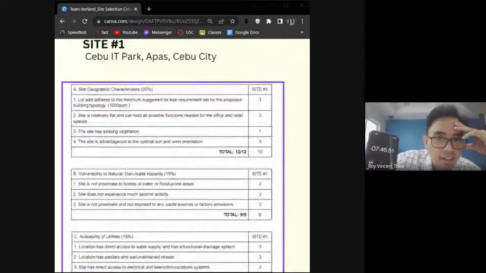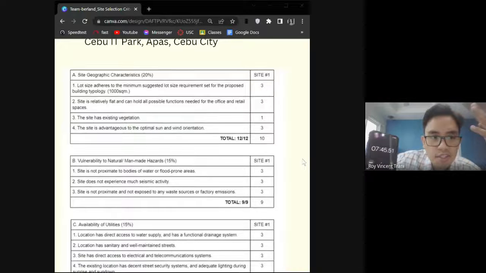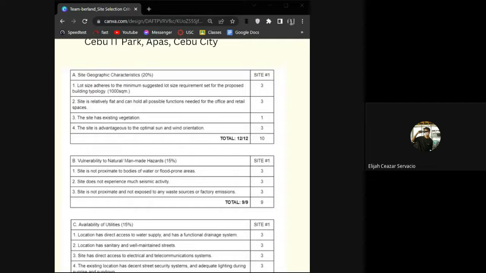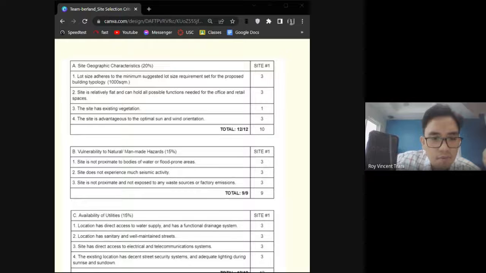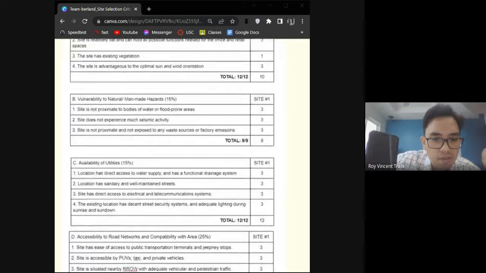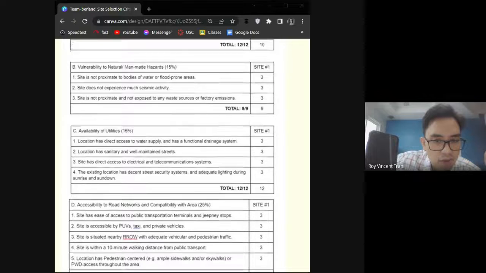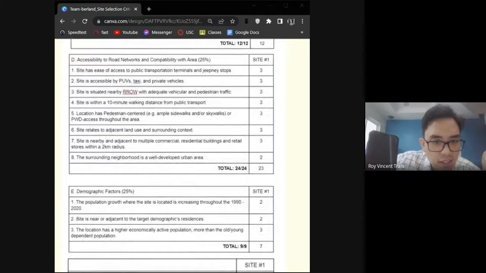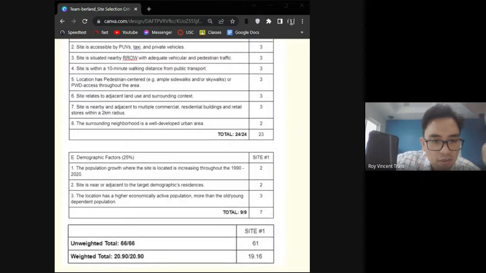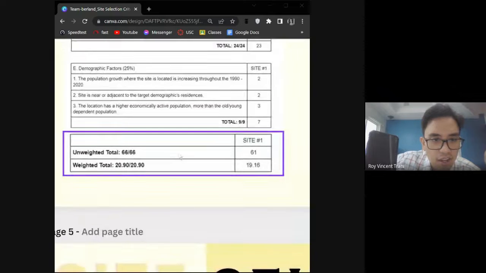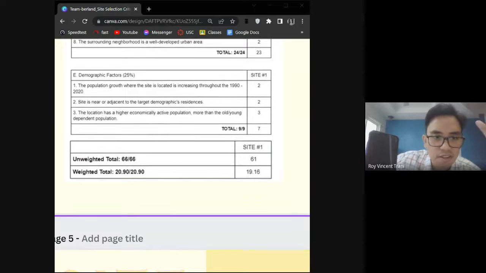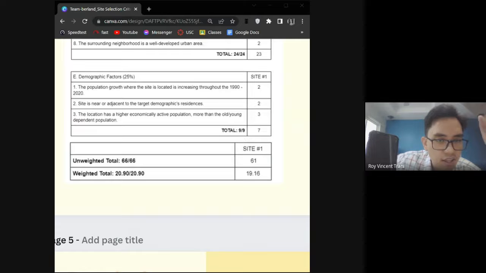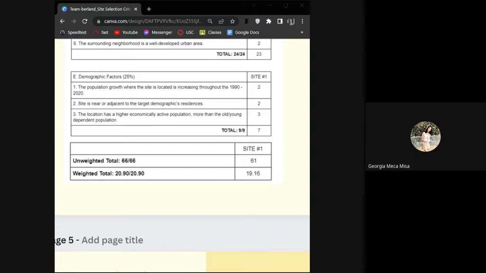So, okay, you have a 3-point scaling system now. Yes, sir. Okay, so 3-3-1-3 for geographic characteristics. Then vulnerability is 15%, availability is 15%, demographic is 25. Okay, scroll down. So when you calculate everything, it should end up to 100% for your A, B, C, D, E, 5 factors. Correct? Yes, sir.